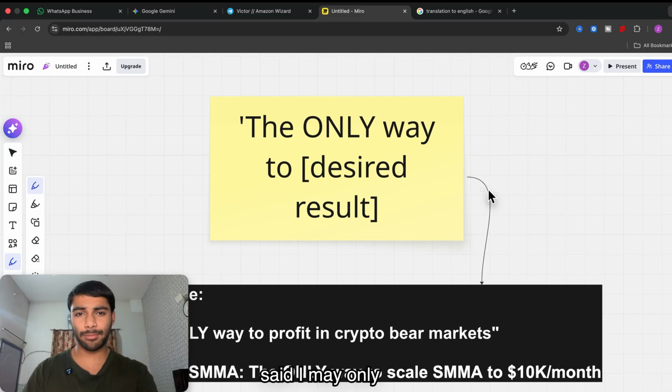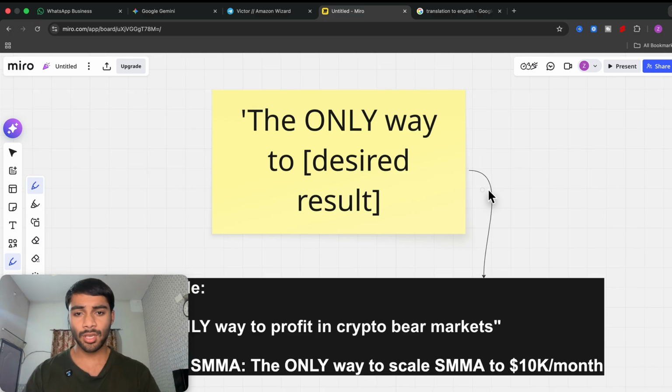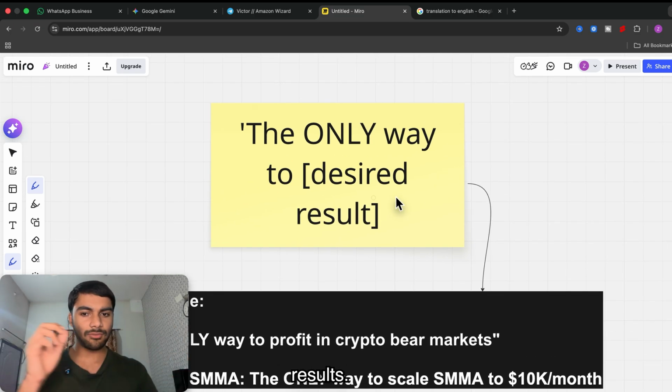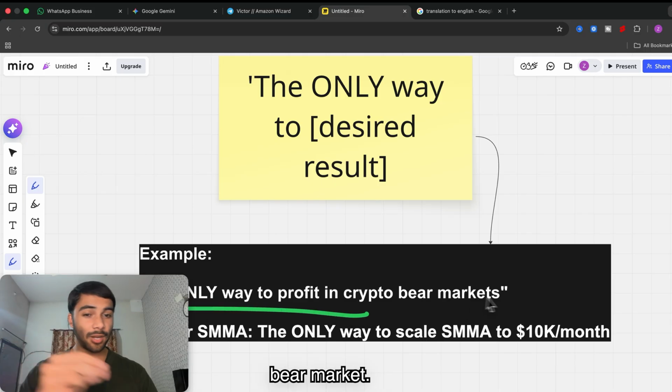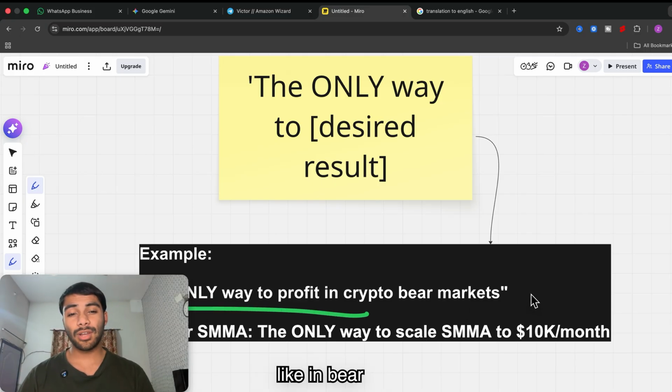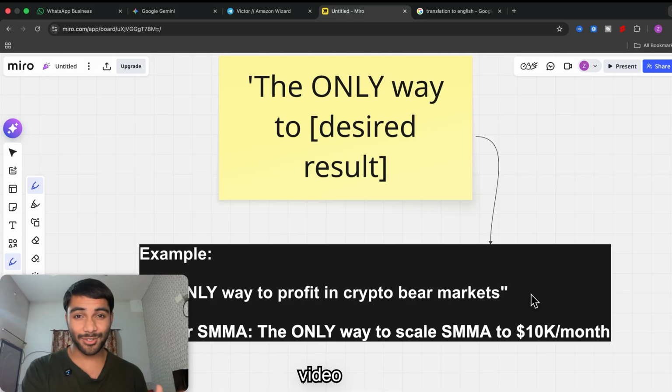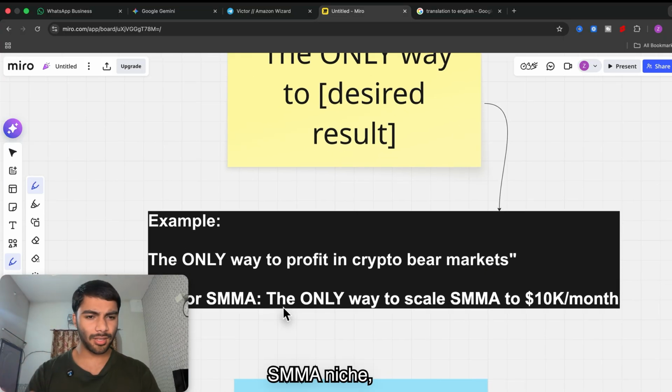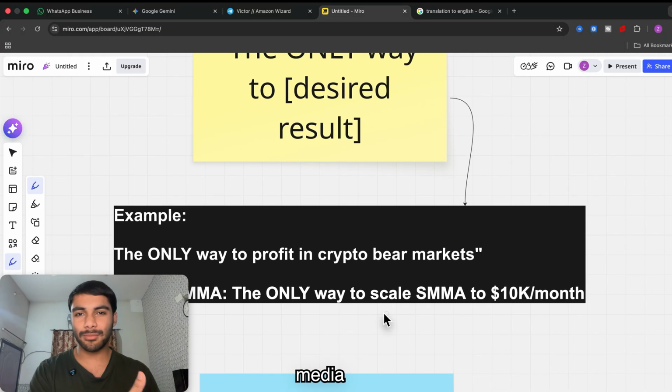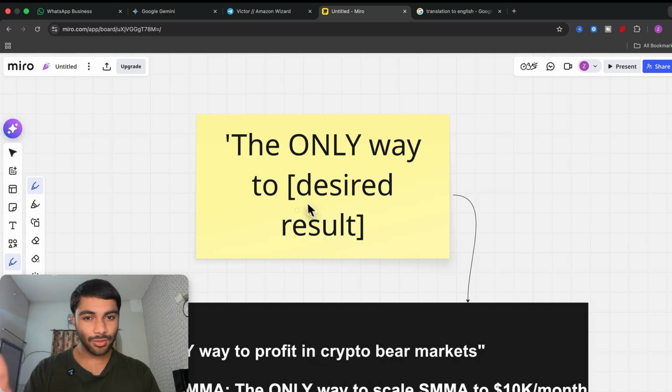For example, I said I mainly work in finance niche, so I will just give you the finance title examples, but you can use them in different niches. The only way to get desired results. For example, the only way to profit in crypto bear market, because people know it's so difficult to make a profit in a bear market, but you have to make your video accordingly to your title, because if you don't, then people say it's clickbait and it's really bad for you. Or for the SMMA niche, the only way to scale social media marketing to 10K per month. It's just the only way to desired results.